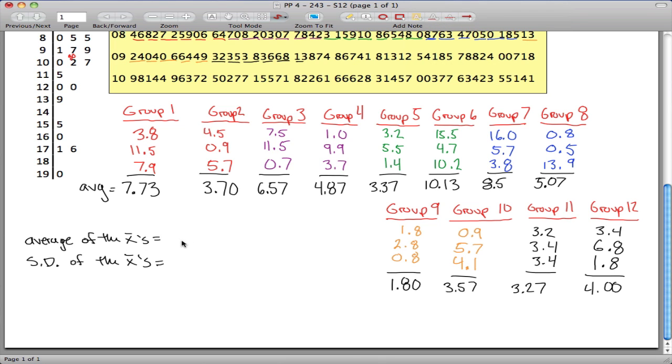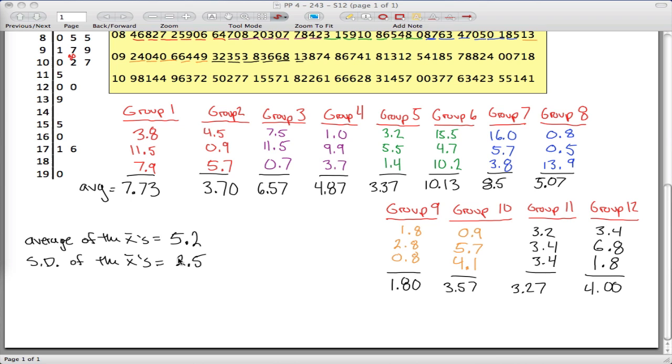Put all these into a list. I did one variable statistics on it, and what I got is the average of these 12 data points is 5.215. Maybe I'll just call it 5.2. Okay, and the standard deviation was 2.50. Call it 2.5.